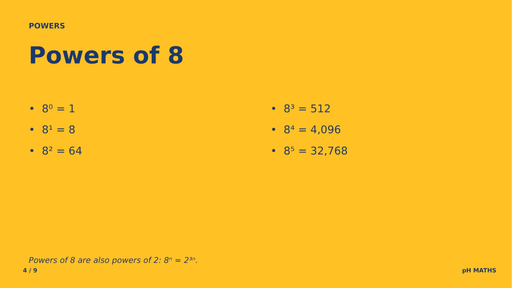Powers of 8. 8 to the 0 is 1. 8 to the 1 is 8. 8 squared, 64. Cubed, 512. To the fourth, 4096. Every power of 8 is also a power of 2. Specifically, 8 to the n equals 2 to the 3n. So 8 cubed equals 2 to the 9 equals 512. 3 identities, 1 number. Helpful in indices questions.